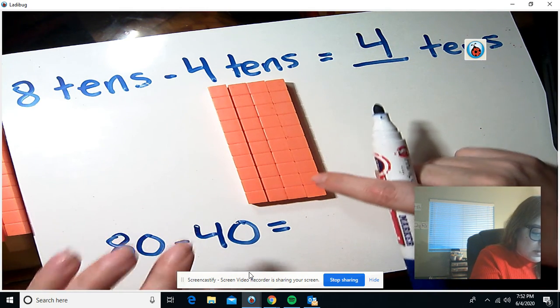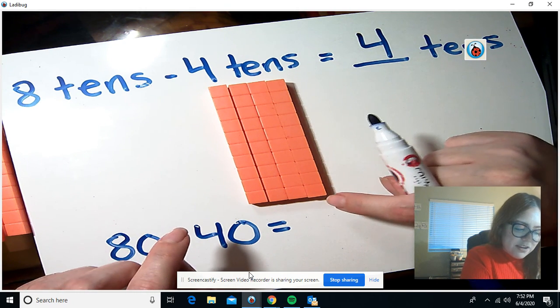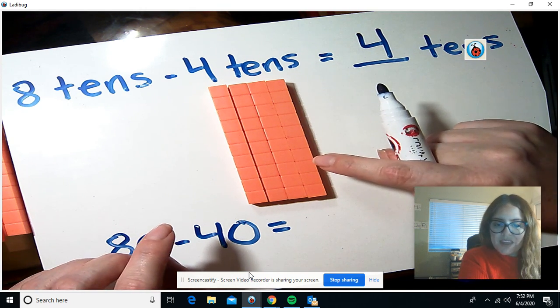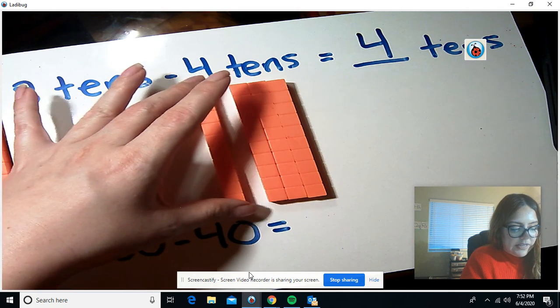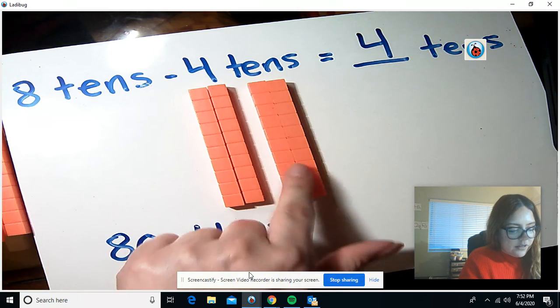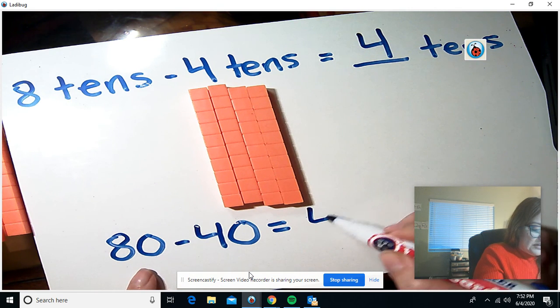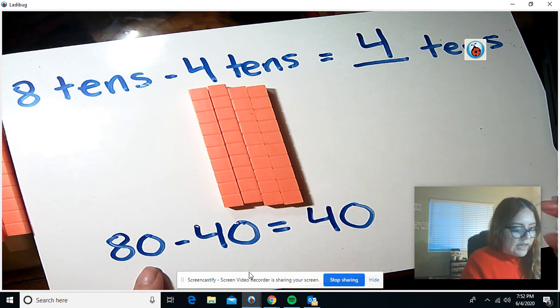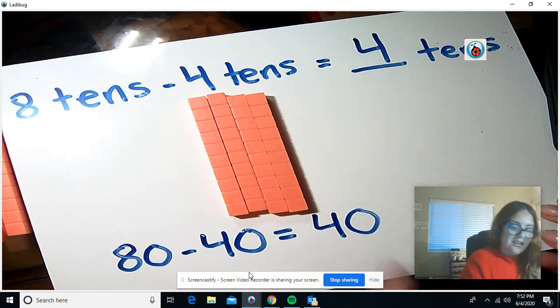And now we want to know, we know that this is 4 tens, but if we needed to count how many little squares, how many would that be? I don't have time to count every little square. So I'm going to count by tens and see how much I have left. I have 10, 20, 30, 40 left. So my answer is 40. I know that 80 minus 40 equals 40. Okay.